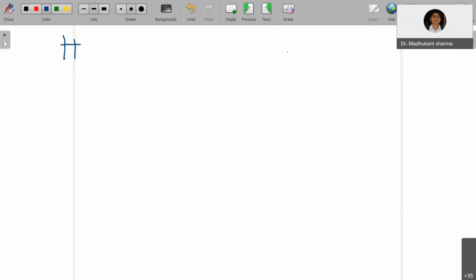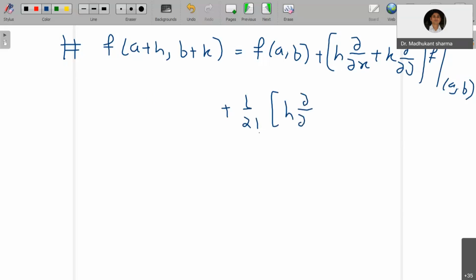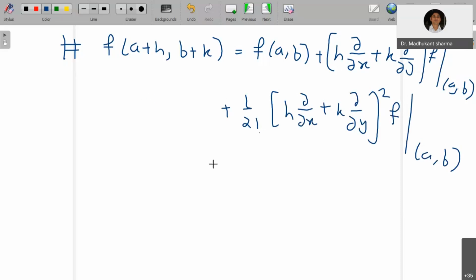in that case, the final one I can write by following that notation is: first term is f of (a, b), plus the second term (h ∂/∂x + k ∂/∂y) f at (a, b). So you can certainly predict the next term, 1 by 2 factorial (h ∂/∂x + k ∂/∂y) whole square f at the point (a, b).